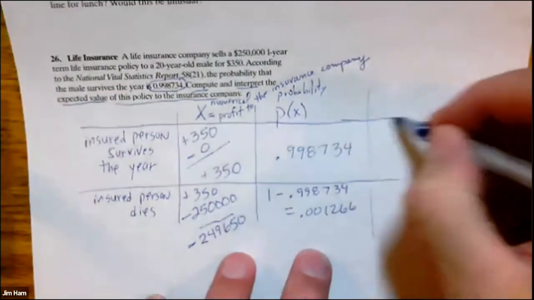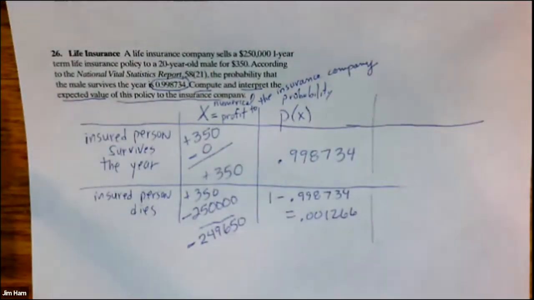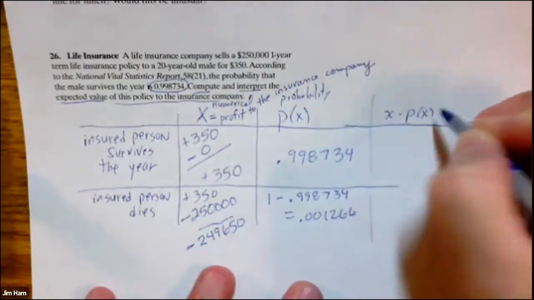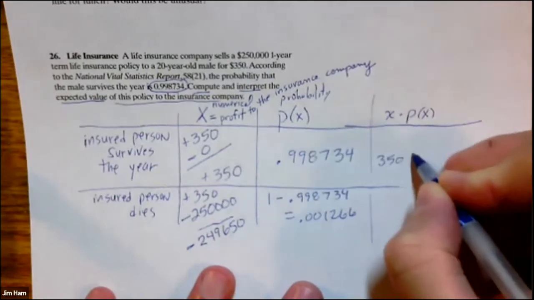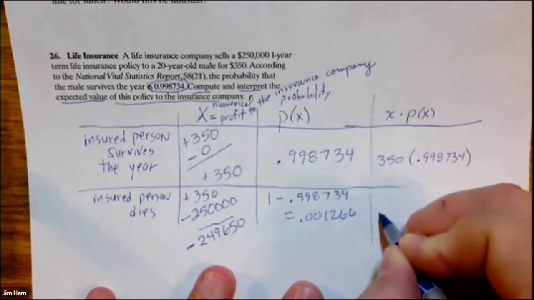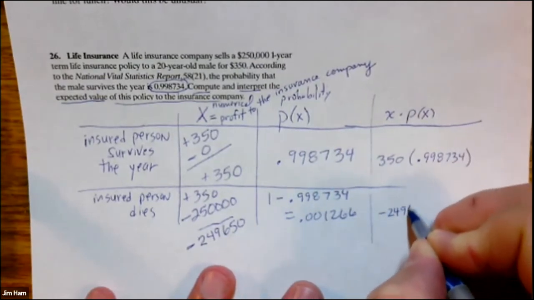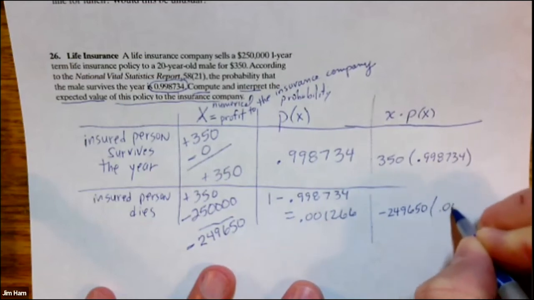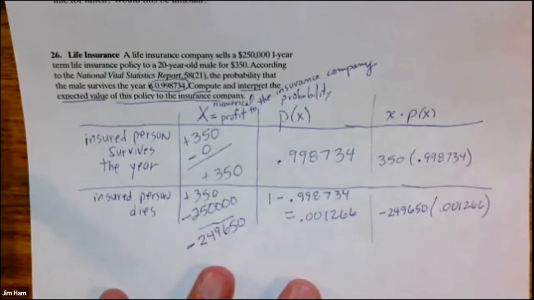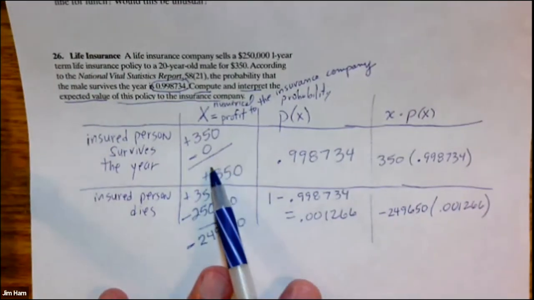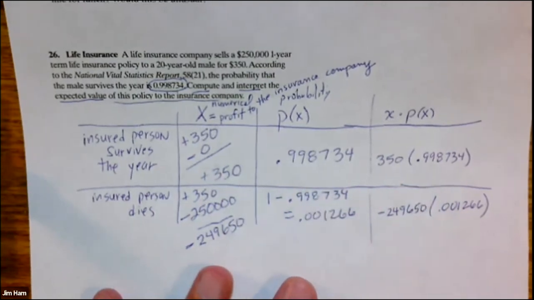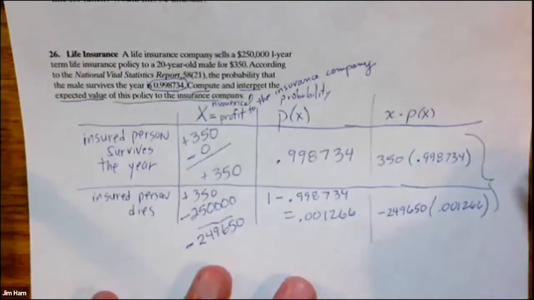All right. You can punch this into your calculator and do one variable statistics, L1, L2 if you want, but this one is so short that I'm just going to do it by hand. We have to multiply 350 by 0.998734, and then we have to multiply the negative 249,650 by 0.001266. So we're taking the number in the X column and multiplying it by the number in the probability column. And then the expected value is the sum.